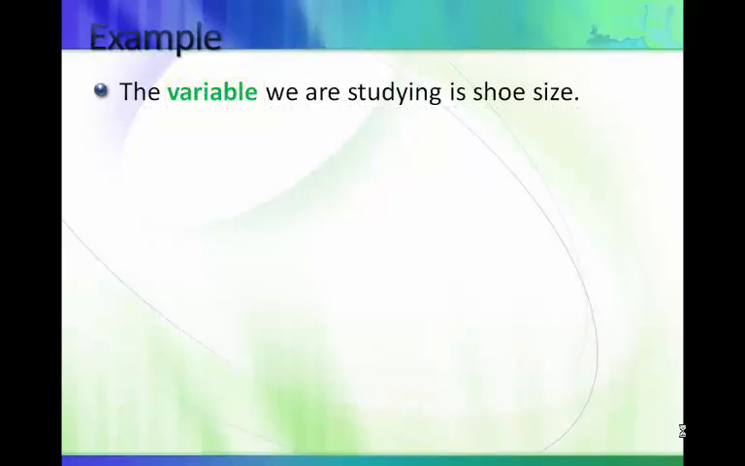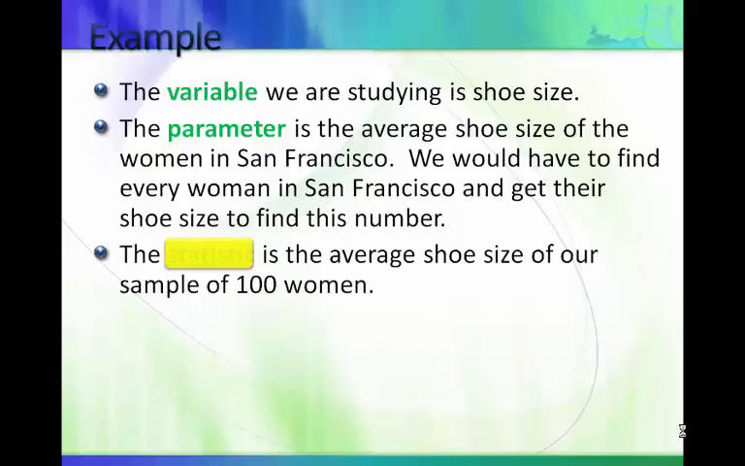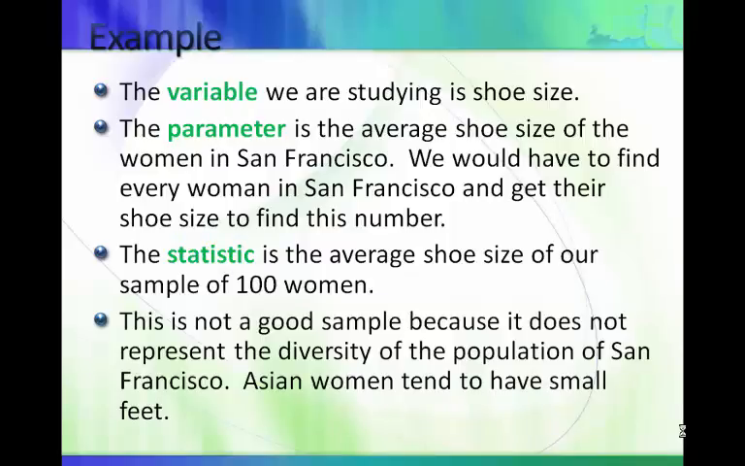The variable we are studying in that case would be shoe size. The parameter is the average shoe size of women in San Francisco. We would have to find every woman in San Francisco and get their shoe size to find this number. So you can see why we use a lot of samples and not entire populations. The statistic is the average shoe size of our sample of 100 women. This is not a good sample because it does not represent the diversity of the population of San Francisco. Asian women tend to have small feet.